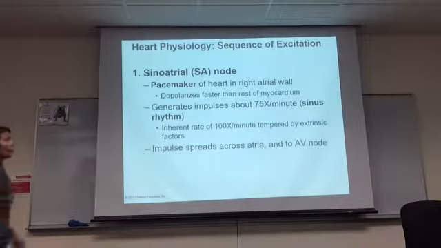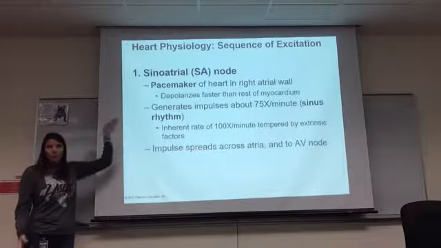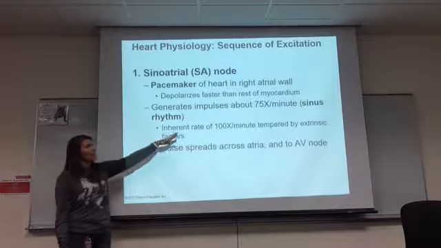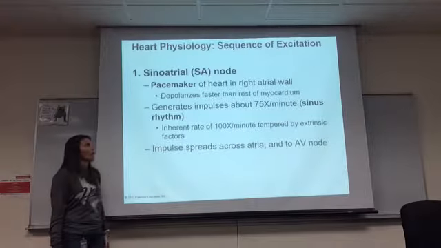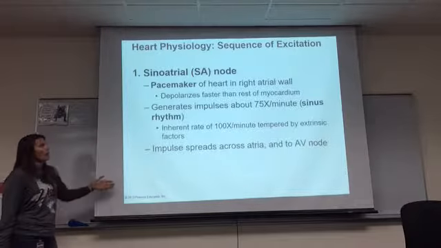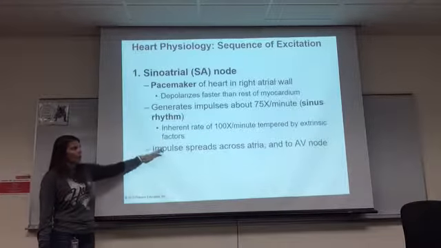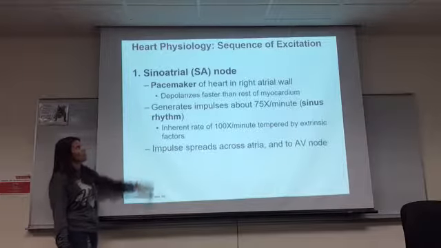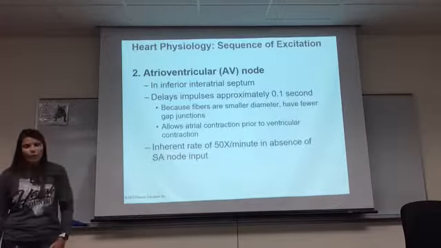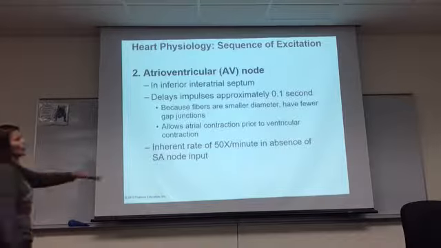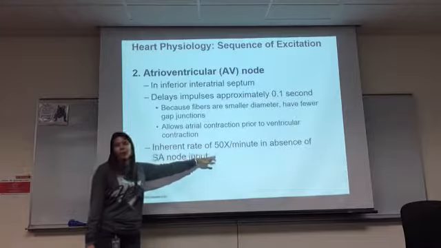The sinoatrial node is also called the pacemaker. It sets the pace for your heartbeat. Okay, and it generates that around 75 times a minute, 100 times a minute. If something is trying to kind of get you going, it can also be much faster depending on if you're running, exercising, or anything like that. But it goes from the sinoatrial node to the atrioventricular node. From the atrioventricular node, there's a short delay, but then it naturally goes around 50 to 60 times a minute.